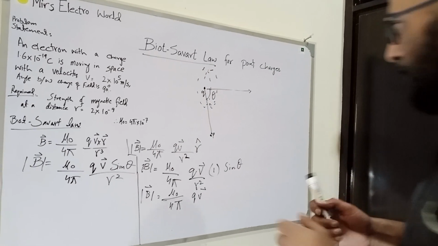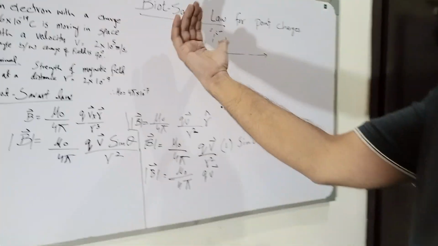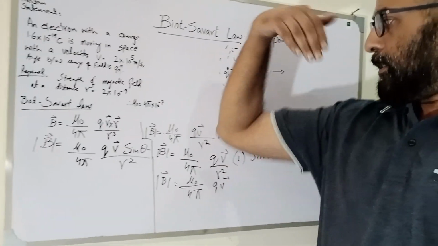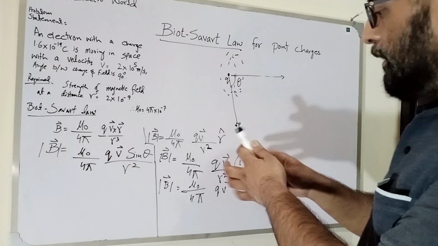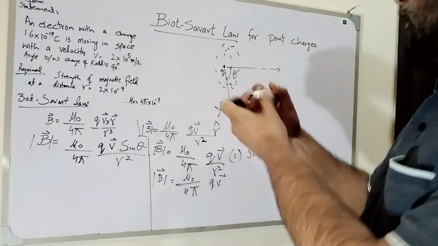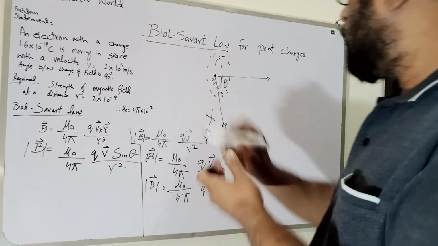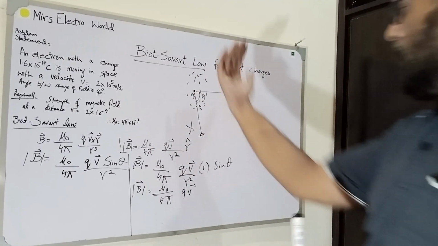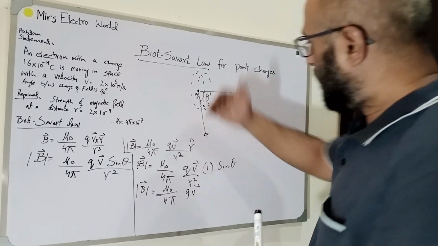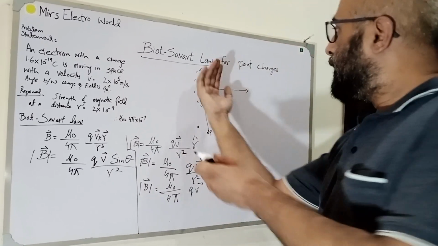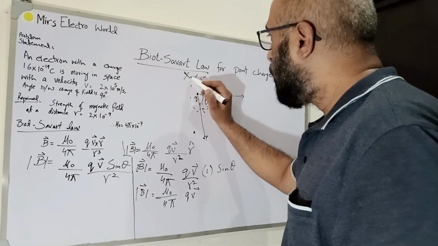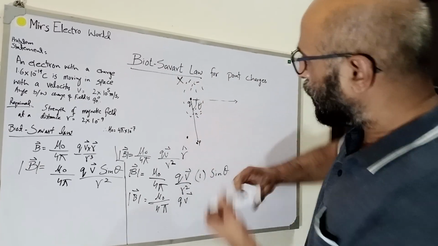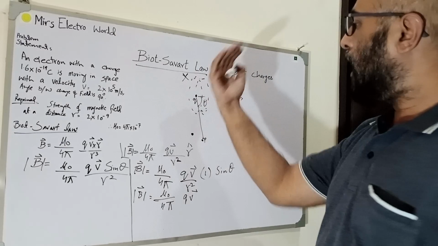Now to find the direction, we need the right hand rule, right? Because the charge is moving in this direction and the magnetic field is like this. So from here it is going inside of the board, and from this point it is coming out of the board, right? Right hand rule. This way it is going inside, and this way it is coming out of the board using the right hand rule. So this is the dot and this is the cross.